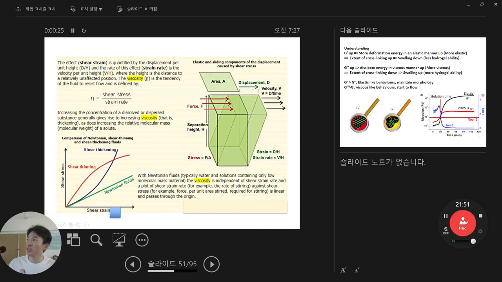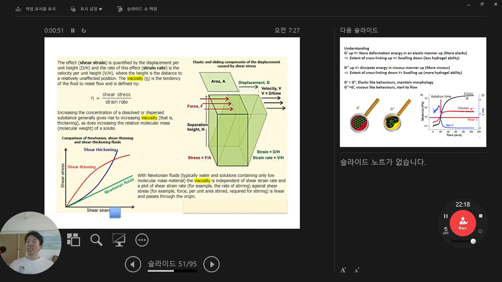I will show you to explain the meaning of this one. But anyhow, you should understand that shear thinning means you have a hydrogel, you inject it, and after injection the hydrogel starts to flow. This is the meaning of shear thinning. Another behavior: you have ketchup, you mix it, and then the ketchup flows more, right? This is the meaning of shear thinning.